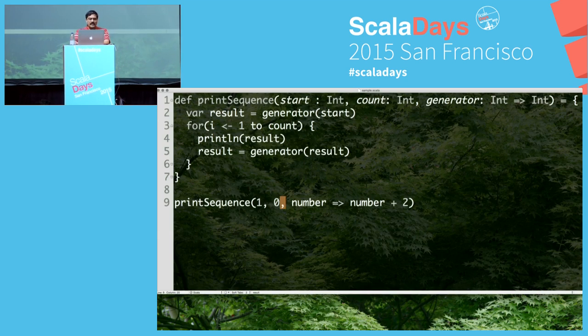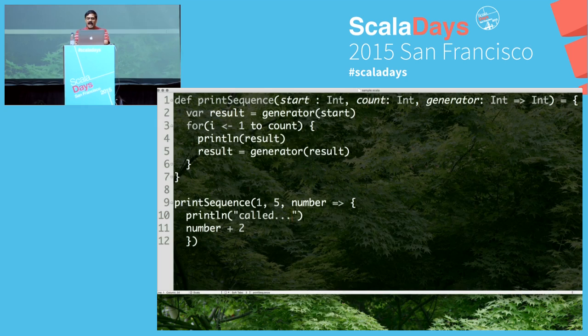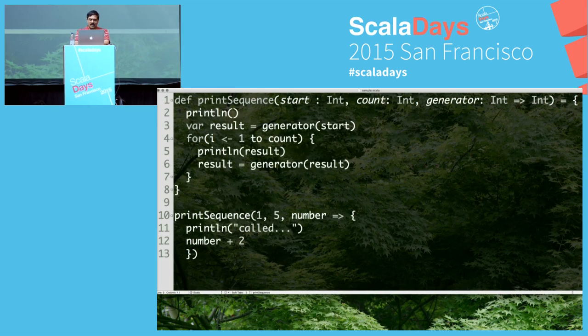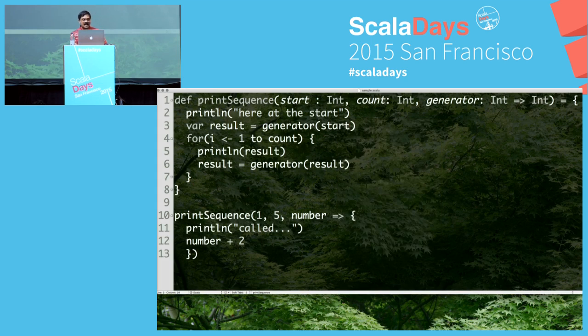Just to prove that point, let's go ahead and say 5 over here. You can see that's working. But let's go ahead and say in this case, I'm going to return the value number plus 2, but before that I'm going to print, let's say, called over here. So you can see that it's actually calling, but where does that calling actually happen? So I'm going to say in here, here at the start, and you can see that in this case, that only comes after the start, not before it, which tells us that this was evaluated very lazily.